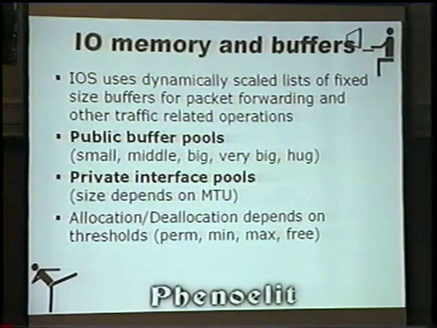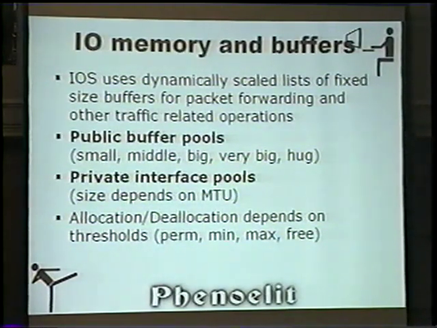IOS I/O memory uses a dynamically scaled list of fixed block sizes. As I said, it's like in a t-shirt store, you have small, medium, large, x-large, huge, extra huge, tent. It's the same with the blocks here. You have small blocks in a chain, then medium-sized blocks in a chain, big blocks in a chain. There are different buffers, depending on the type of router you're dealing with. The small shared memory routers, like the 1600s, just have buffers. They're all in the same memory area. But for the bigger ones, it's different.